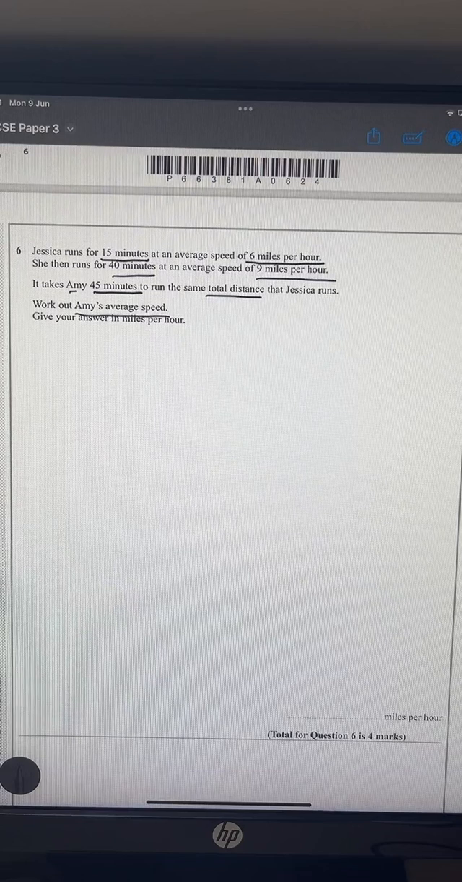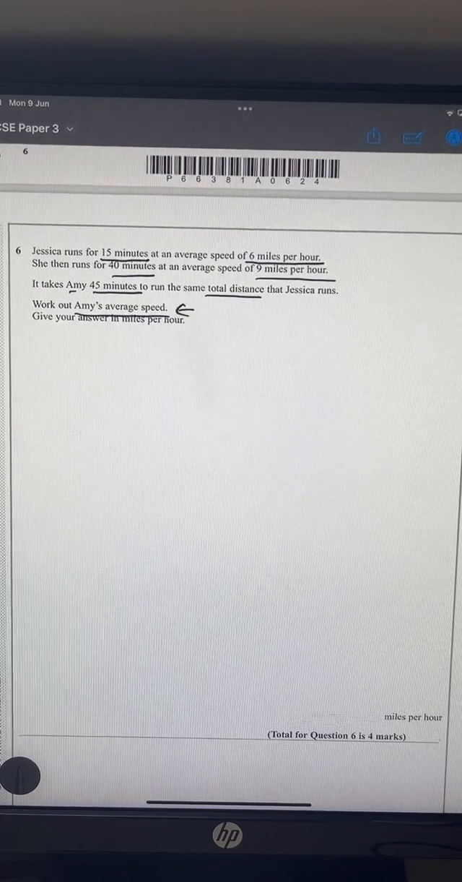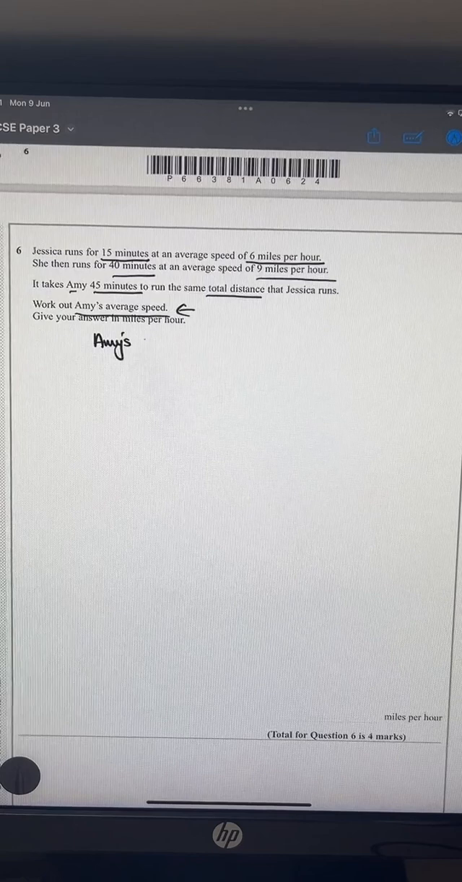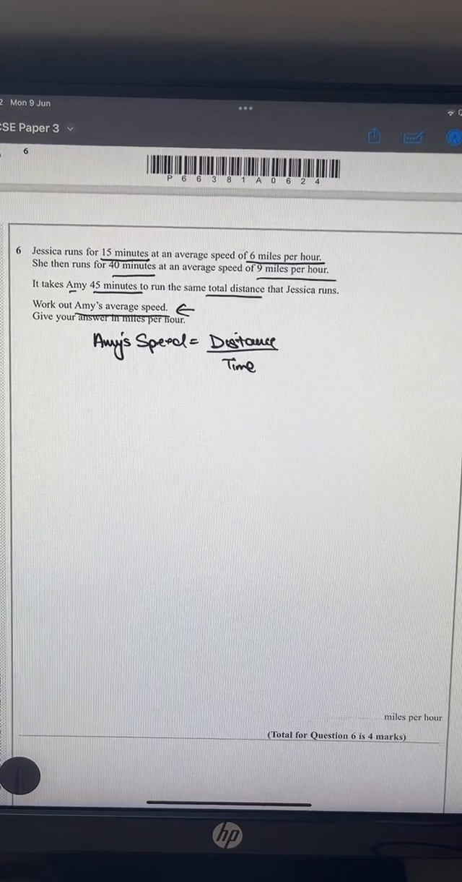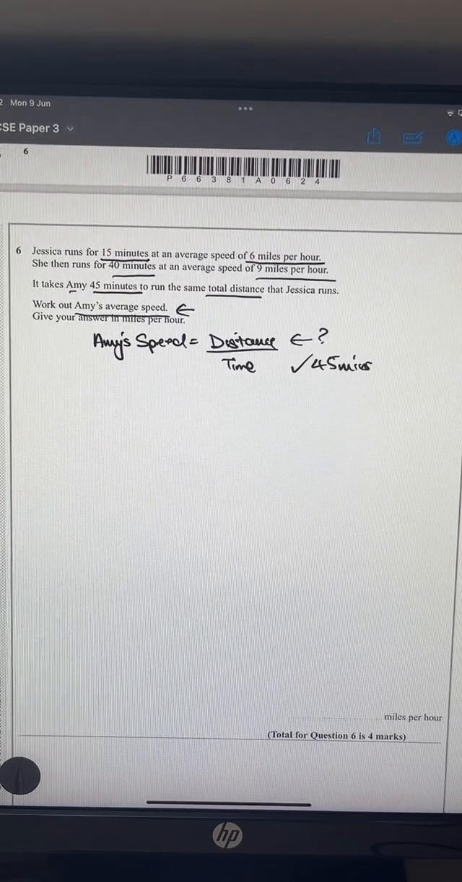So it seems initially a bit tricky, like where do I start with this question? But I always like to look at the end and see what exactly am I trying to find and kind of work backwards. So I need Amy's average speed, right? So Amy's speed, well, how do I find the speed? Well, they've given me some times and some distances. So speed is just going to be equal to distance over time. And I'll just need to plug in the values. So do I know the distance? Well, not yet. That's what I need to figure out. Kind of a hint here, total distance is the same. And the time, well, it tells me she runs 45 minutes, yeah? So that's already given there. So I just need to figure out the distance she runs to find her speed.